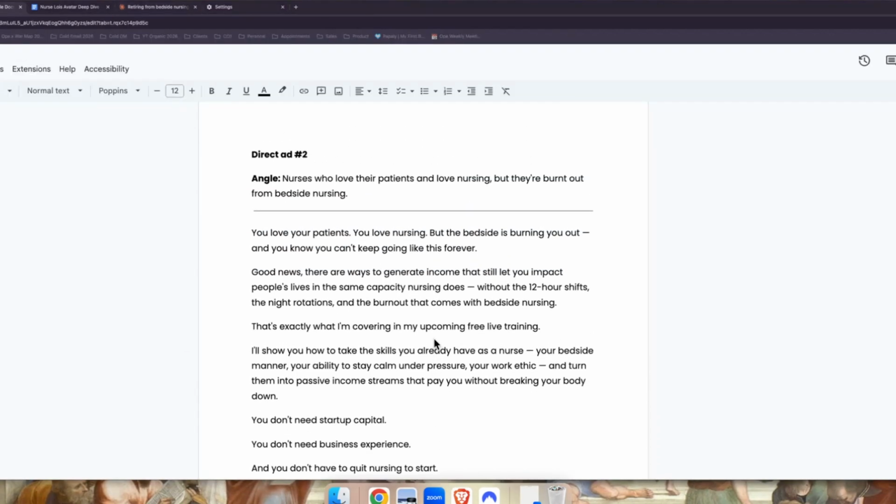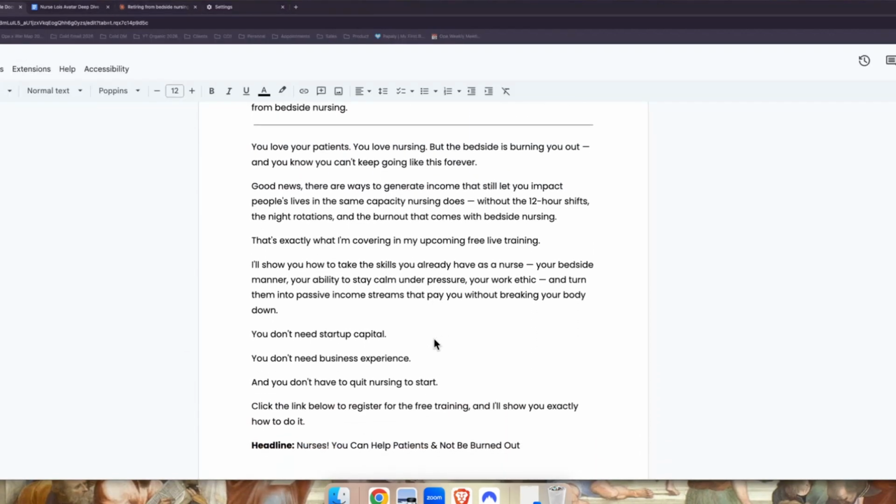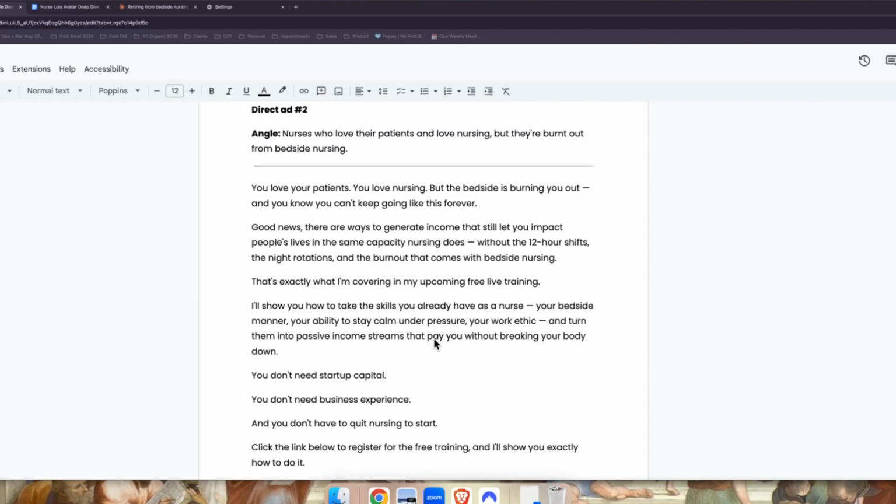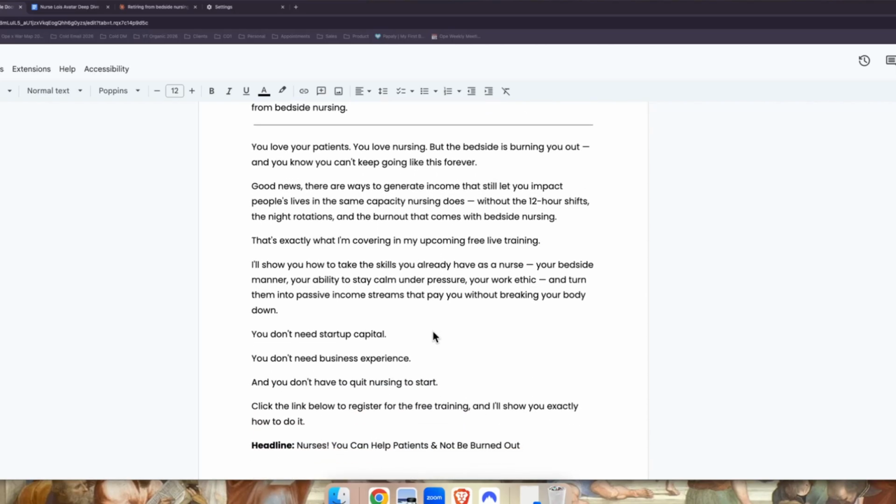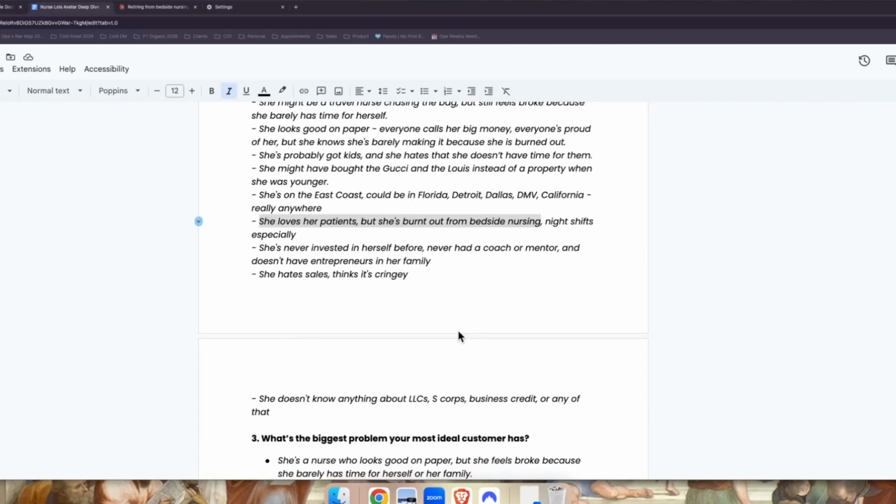Yeah, so that's that for this direct ad. I'm now going to go and look for another angle, and then we would write the third direct ad as well. Some of the things that used to go through my mind when I'm looking for ideas is not using angles that will appeal to the wrong type of person, right? So that's one of the things I always look out for.